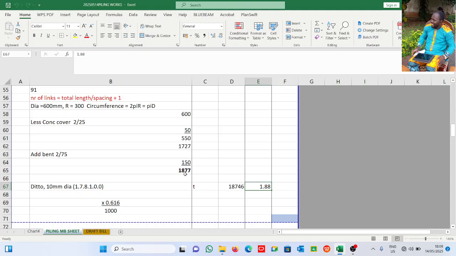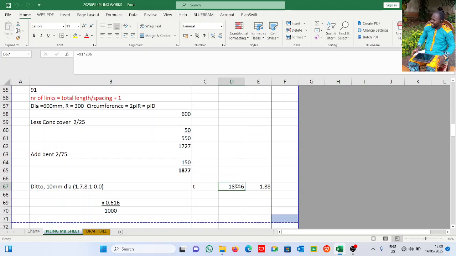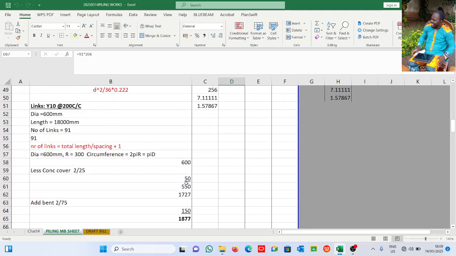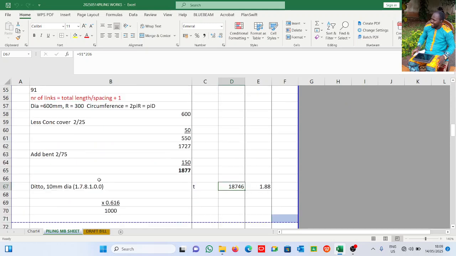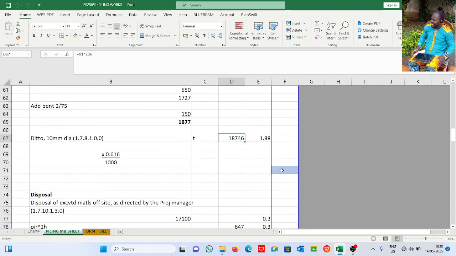Of course, the total number, we have 91 numbers which are already calculated times 206 total number of piles we have there. So this is how you measure the links. It is the same method as any spiral column, and the piling also is the same method. So this is how you measure the links. So we close out.